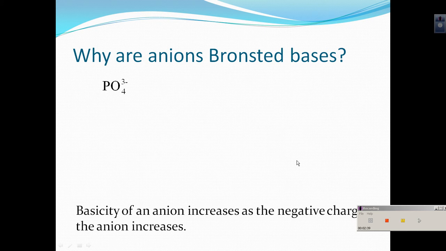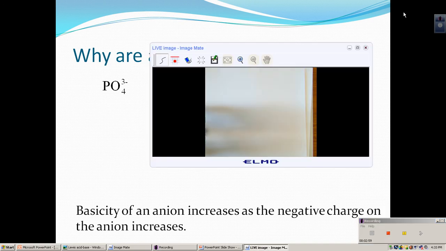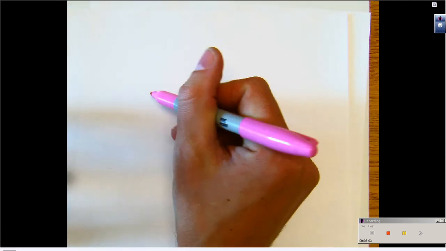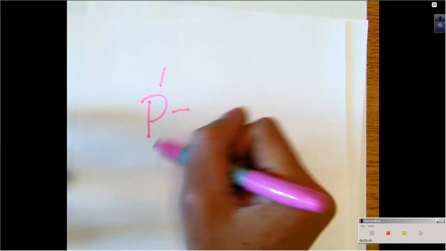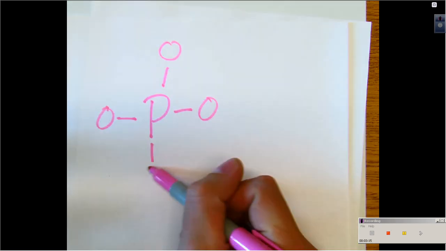Why are anions Bronsted bases? Why do all of our anions act as Bronsted bases? We'll look at that too here quickly. We'll draw the phosphate anion to take a look at why it acts as a base. The phosphate ion, we're going to have a P, and again, we'll get more into shapes later. We'll use the pretty pink since we're doing P for phosphorus. He's going to have 4 oxygens surrounding him.